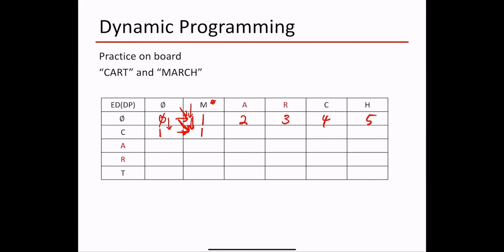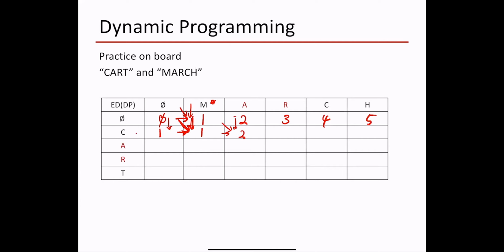If it does not match, I can take 3 actions. Among the 3 actions, I'm choosing the minimum cost, right? Edit distance is finding the minimum moves to convert string 1 to string 2. So C and A doesn't match. Out of 3 candidates, I'm choosing the minimum and +1.